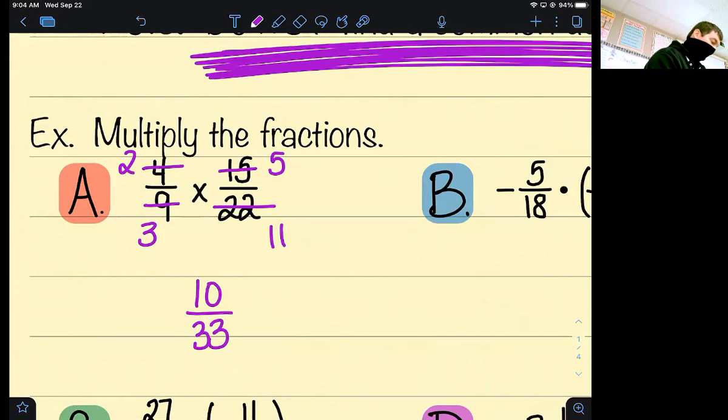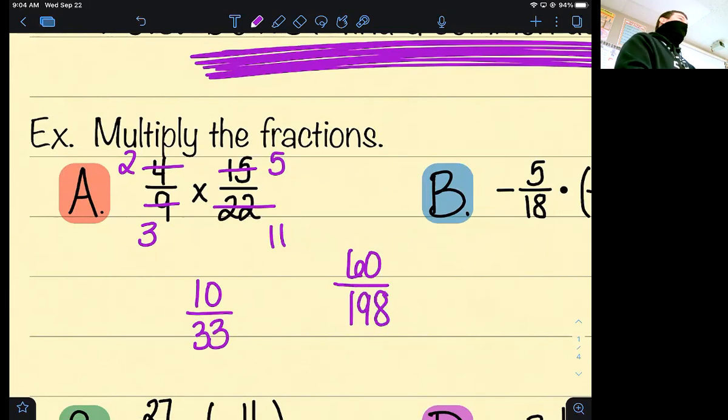Guys, I believe this is 60 over 198. Do you want to cancel that?